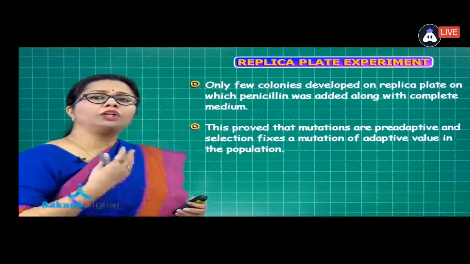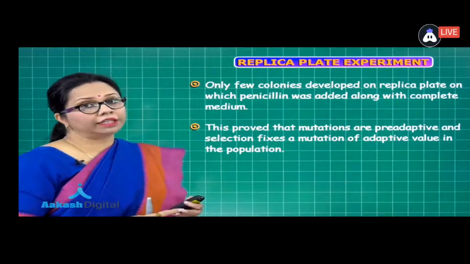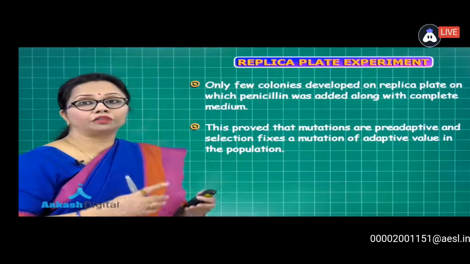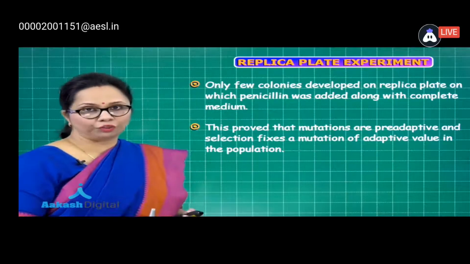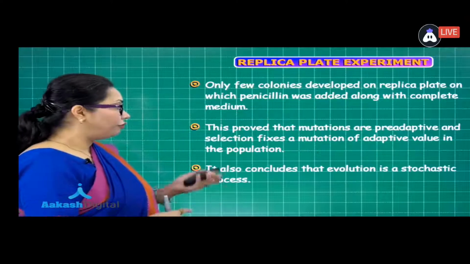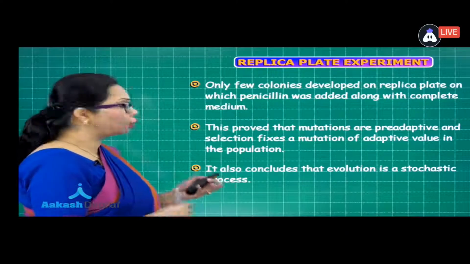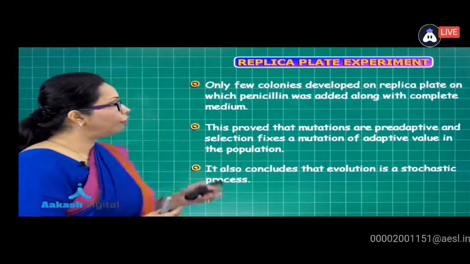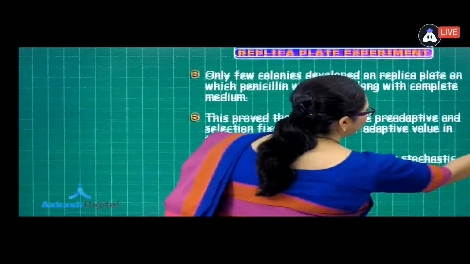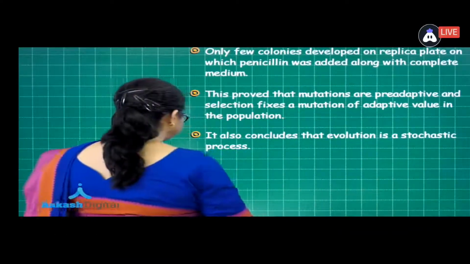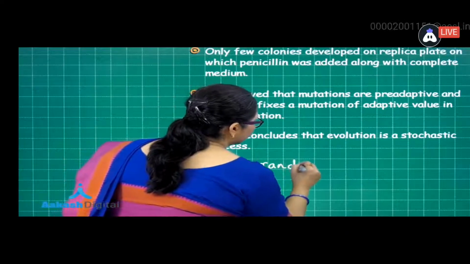So mutations are continuously occurring in nature, but which one will get selected? That would be seen by selection. So in other words, we can say that mutation supposes and selection disposes. And finally, we can conclude that evolution is a stochastic process. Now, stochastic is a mathematical term which literally means that it is random and unpredictable. So this term here means that the process of evolution is random and unpredictable.